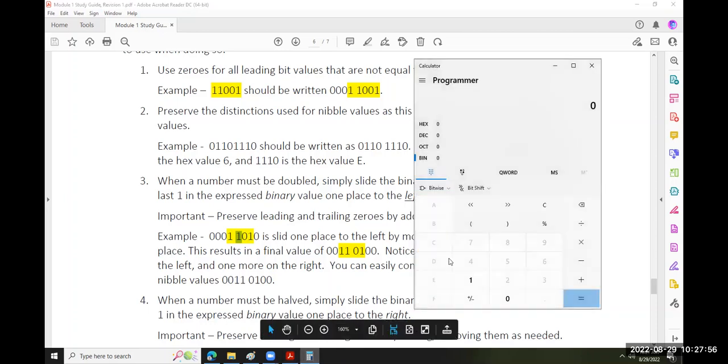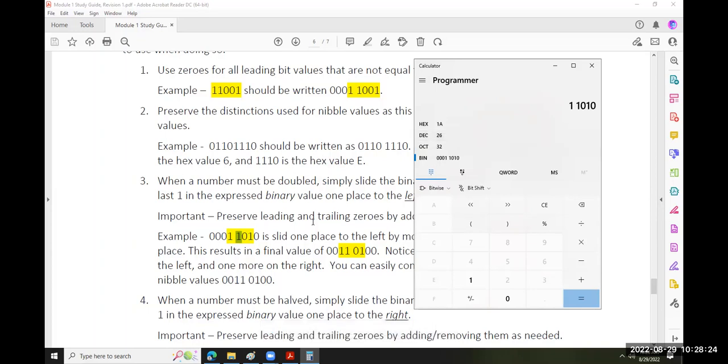Back to our calculator. I'm going to type in 0001. It keeps the leading zeros when I type them. Everybody see that? It's not showing it here, but it's showing it there. I'm going to type the rest of this number, 1010. Okay. What's the decimal value here?